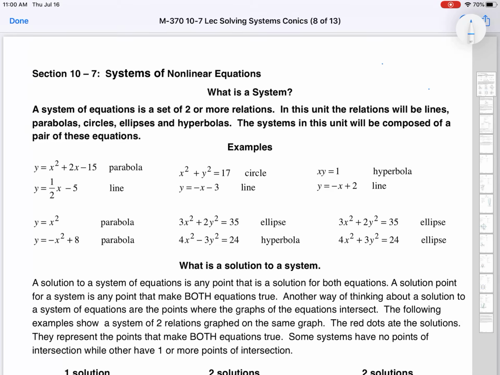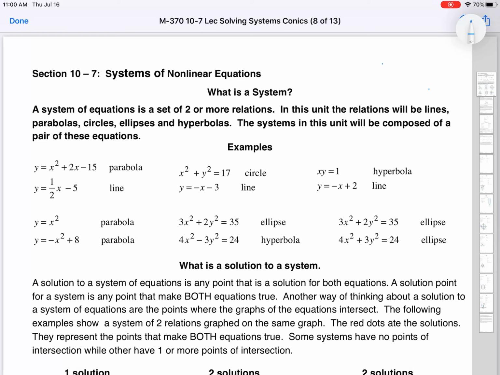Welcome to section 10.7. Here we're going to look at how to solve systems of nonlinear equations. You've solved systems of equations before, either through substitution or elimination, and we want to use those same skills here. There's really no difference between how we solve them, except in the number of solutions.